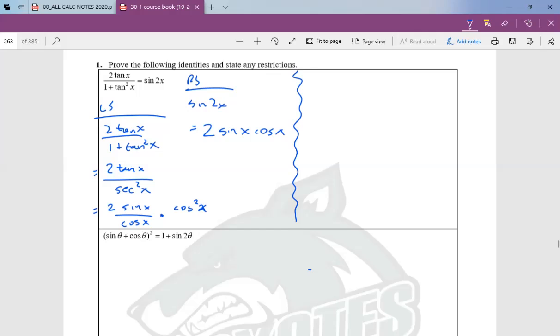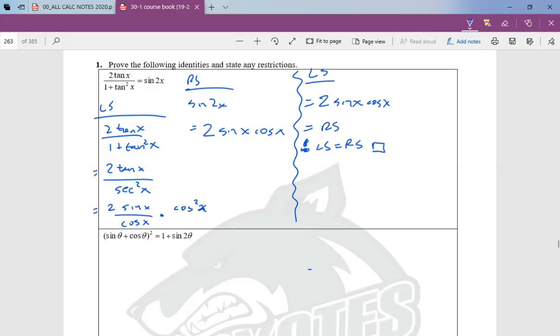I'm going to make another column worth of stuff. I'm going to still relabel this as my left side so as to not confuse our reader. And this ends up being 2 sine x over cos x times cos squared x. If I divide out one of those factors of cos x, we end up with 2 sine x cos x, which ends up being equal to our right side. And therefore, LS is equal to RS. And we have proven it.